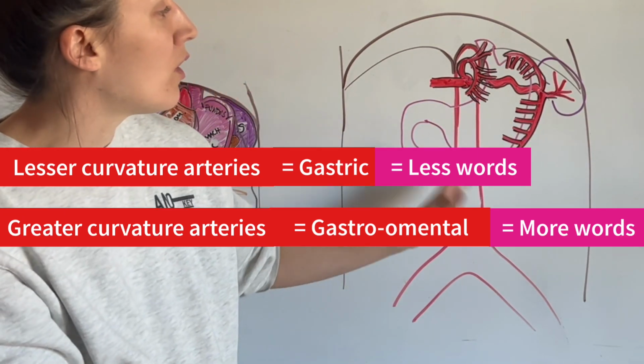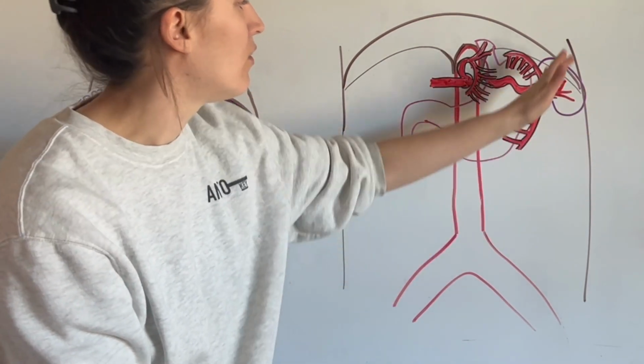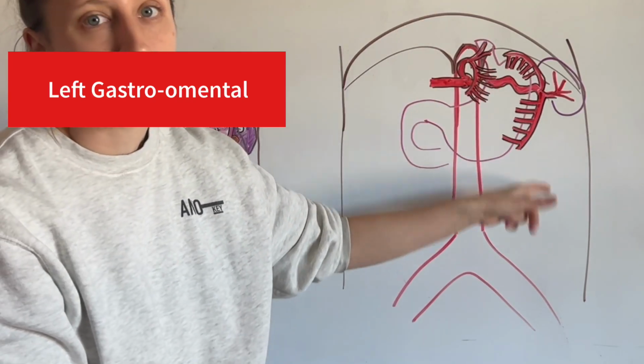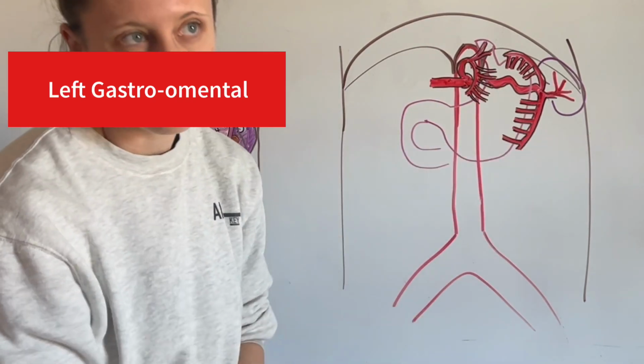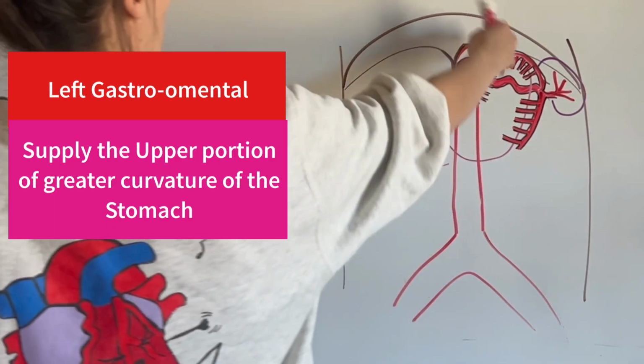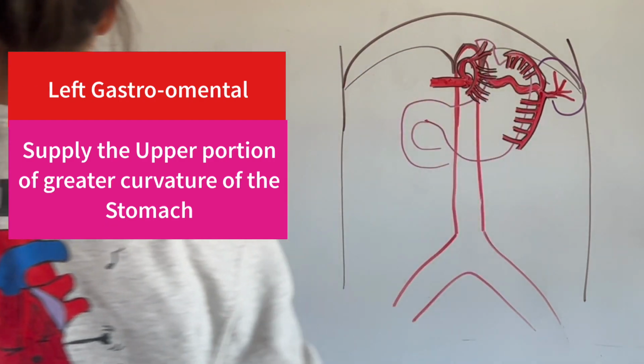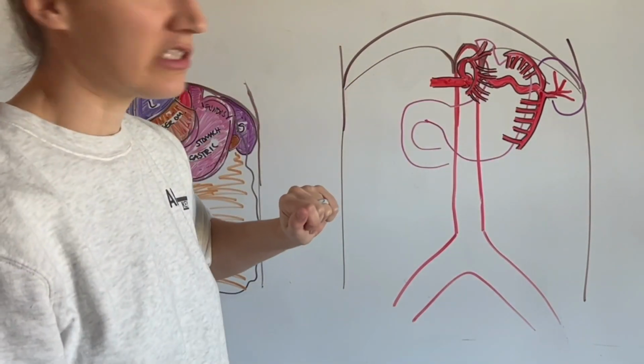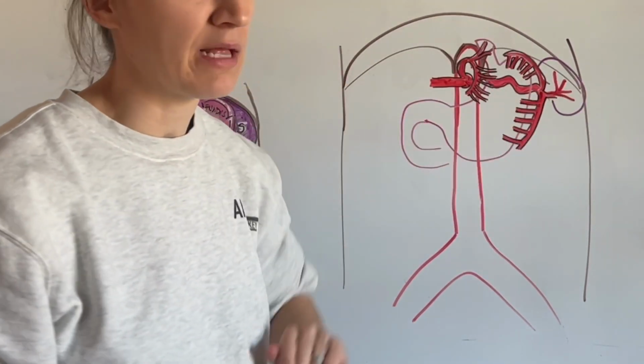It is also on the left side. So we call it the left gastro-omental or epiploic artery, supplying the upper portion of the greater curvature of the stomach. That's left gastric branches and splenic branches.